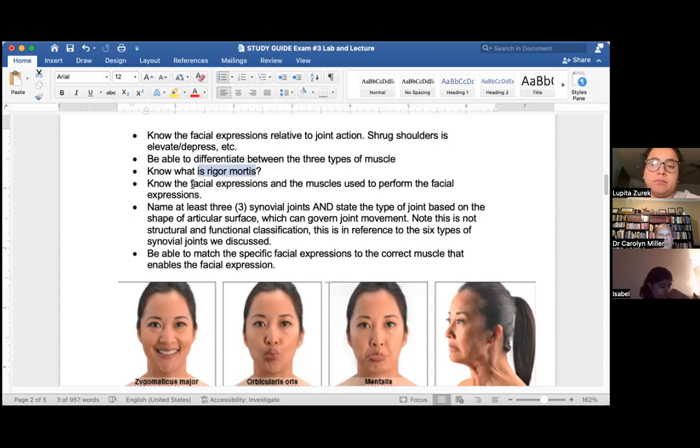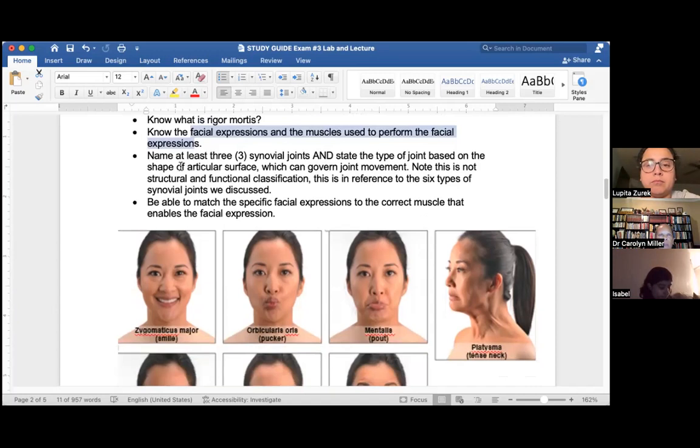Know the facial expression and the muscles to perform the facial expressions. We're coming up on that. Name at least 3 synovial joints, and don't forget the ands on the exam. State the type of joint based on the shape of the articular surface, which can govern joint movement. Note this is not structure and classifications with the 6 types. We have the plane where the carpals glide over each other. We have the pivot. You can pivot the ulna over radius or radius over ulna, or we can pivot the atlas on the axis. The third one is a ball and socket joint, and that's your hip and your shoulder.